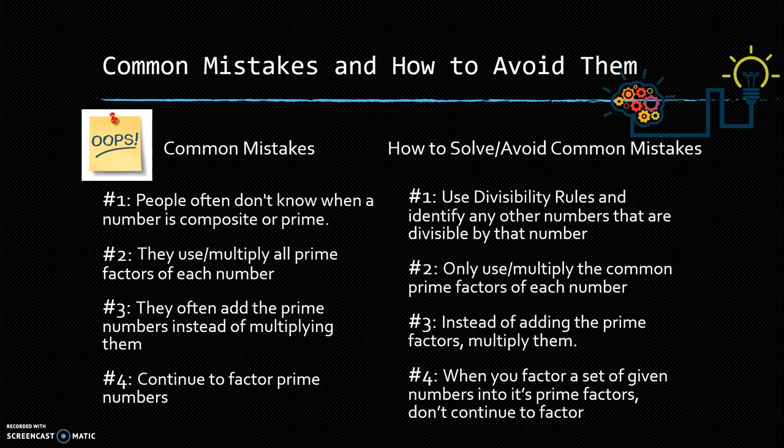How do we avoid these common mistakes? Well, for common mistake number 1, you have to use the divisibility rules and identify any other numbers that are divisible by that number. Number 2, only use/multiply the common prime factors of each number. Number 3, instead of adding the prime factors, multiply them. And number 4, when you factor a set of given numbers into its prime factors, don't continue to factor.